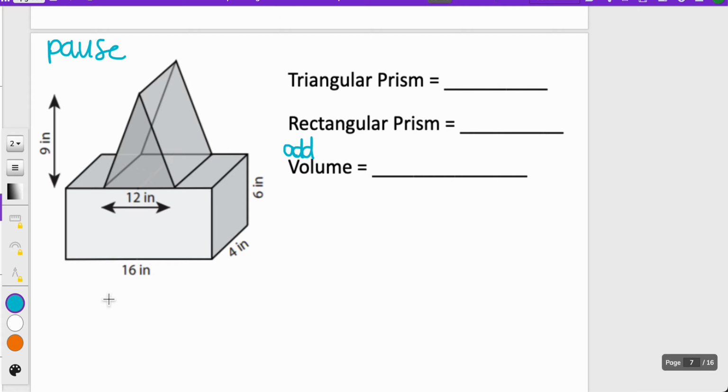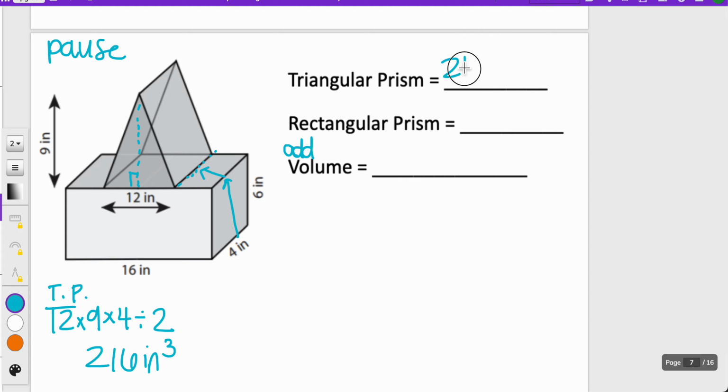All right, hopefully by now you've gotten a chance to try it. Let's start with this triangular prism first. In the front I have my 2 numbers that are touching the right angle, a 12 and a 9. So we'll call this the triangular prism, okay? And then the height that goes from triangle to triangle is this number right here, which is 4. And then I'm going to divide everything by 2. So 12 times 9 times 4 is 432, divided by 2 is 216 cubic inches, so triangular prism, 216, okay?